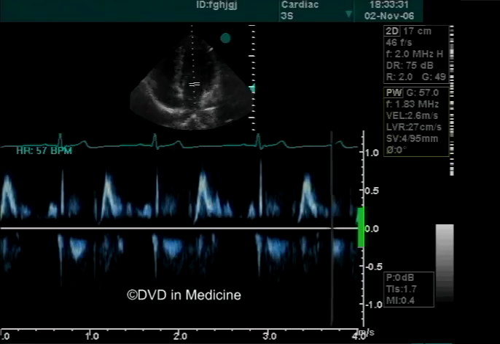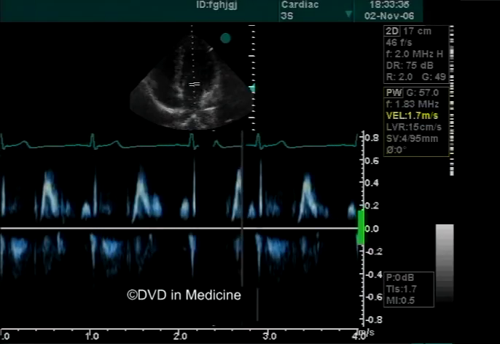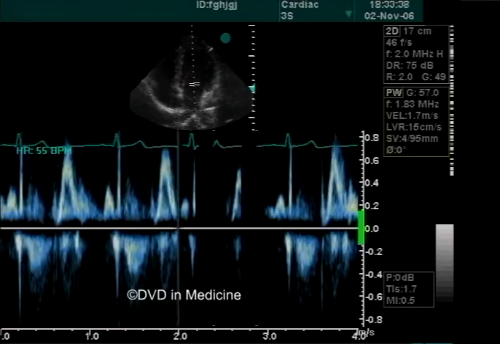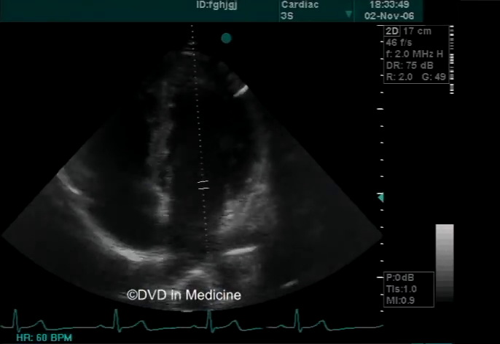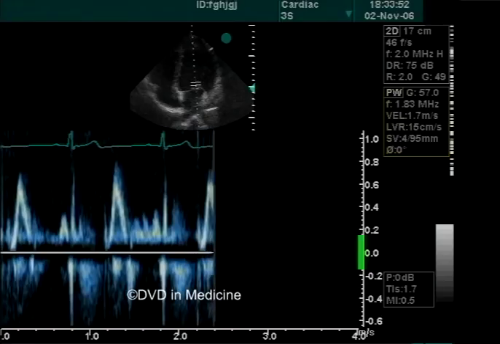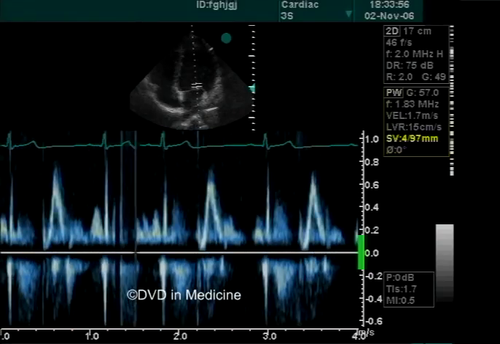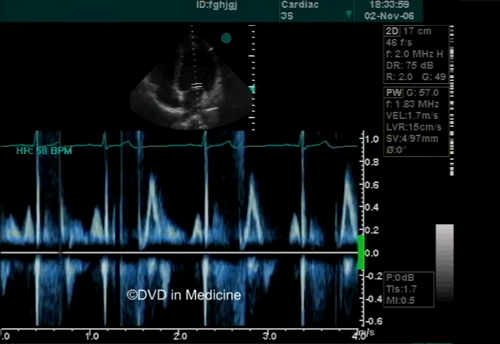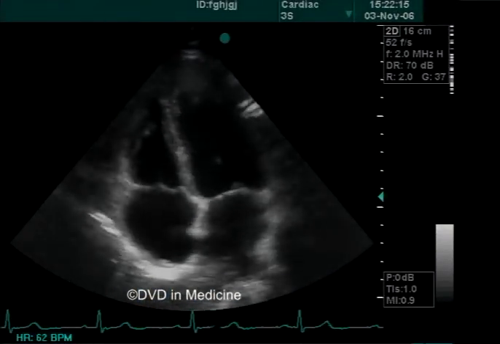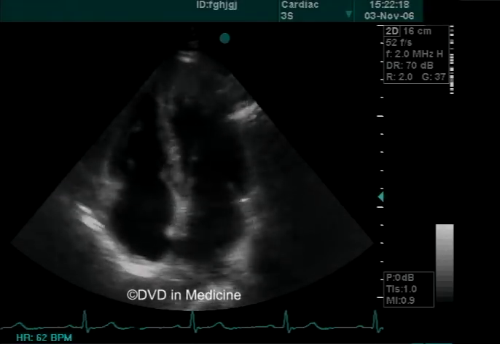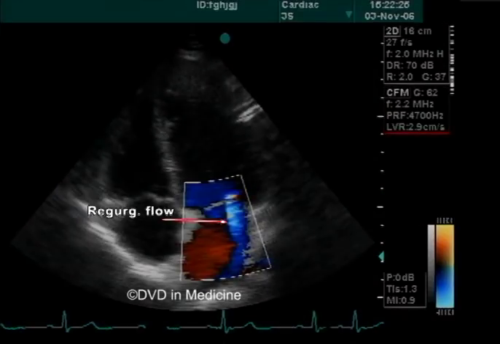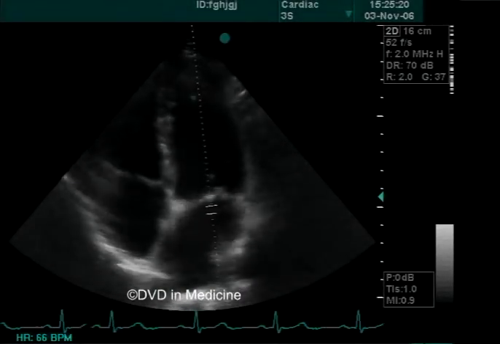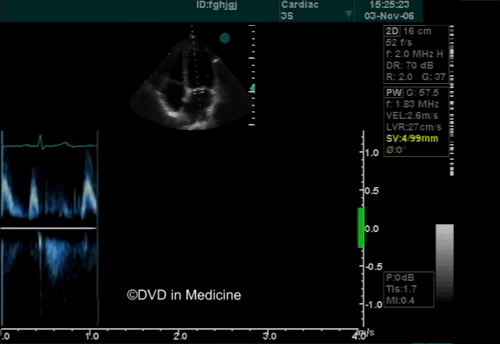When one is performing a Doppler recording of blood flow through the mitral orifice, one should place the sample volume at the tips of the mitral leaflets. This transmitral Doppler waveform allows us to assess the left ventricular diastolic function. In the presence of mitral regurgitation, one will register turbulent regurgitant flow in the systole. With pulsed Doppler sample volume, one can map the severity of mitral regurgitation.